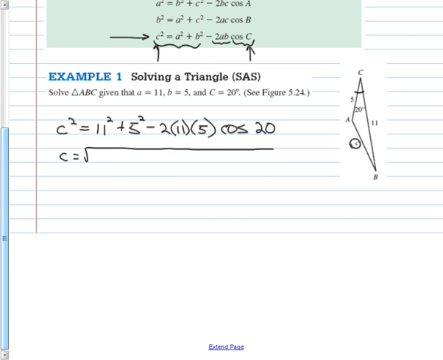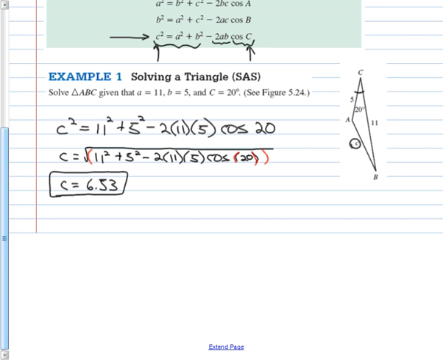Why don't you run your calculators through this problem? And make sure your square root is covering everything. All this stuff is inside that square root. And of course you need to be in degree mode because we're taking the cosine of 20 degrees. Why don't you give me one more place? 6.53. And again, they may have just gone to one decimal.